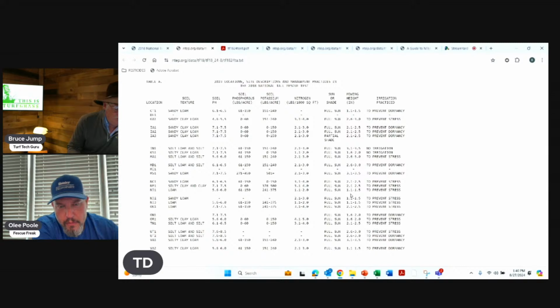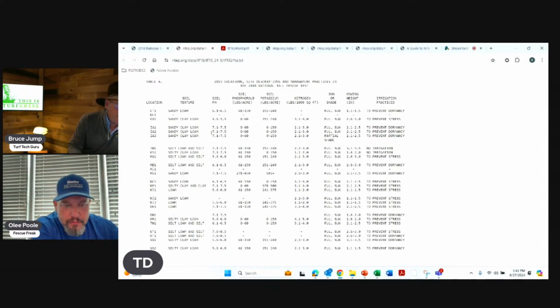Mowing height on these tall fescues, 1.1 to 1.5 inches, Oli. Look at that. That's interesting. Yep. Irrigation to prevent stress. So they weren't irrigated to win lawn of the month. They were just there to prevent stress. Look at some of the other mowing heights. Massachusetts, 2.6 to 3. See that? Here's one down in Virginia. Mowing height, 3.1 to 3.5. So we got a bunch of different mowing heights here, don't we?